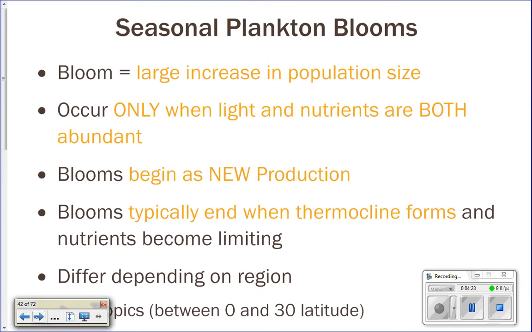So a bloom, okay, is a large increase in the phytoplankton population. It will only occur when the thermocline is absent. Okay, and that means that you'll have lots of nutrients and lots of sunlight. So as long as you have lots of both of the limiting factors, you can have a bloom of phytoplankton. Blooms always begin as new production, and then they typically drop off once you have the thermocline forming and trapping the nutrients in the deep sea again.